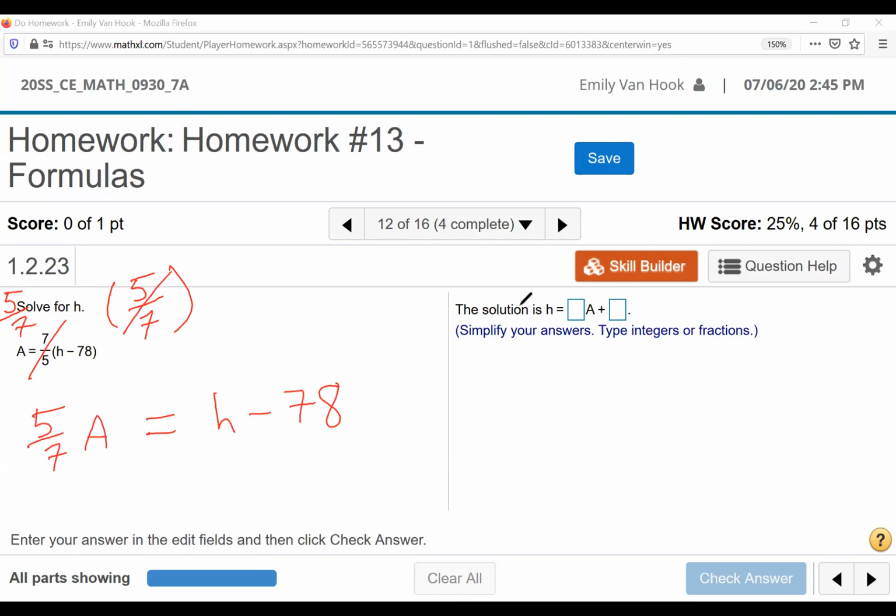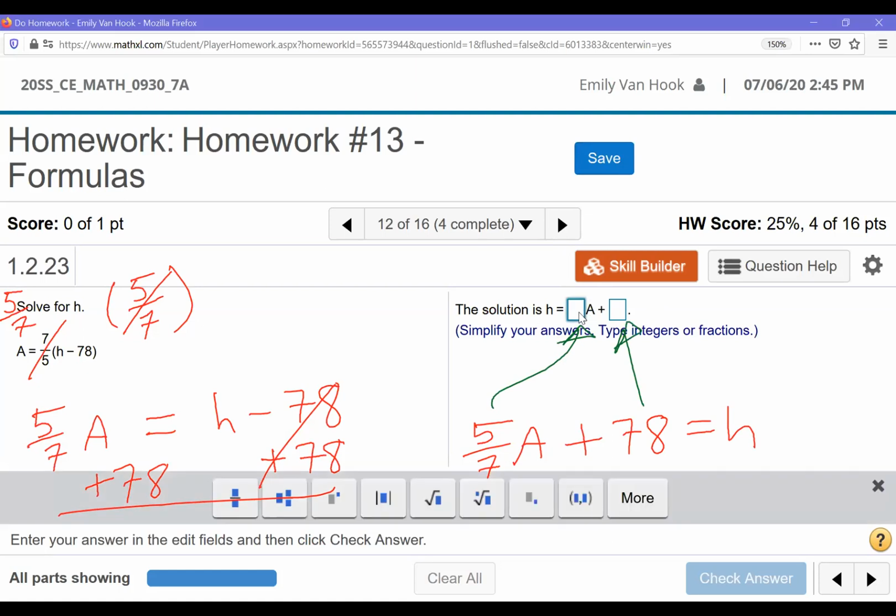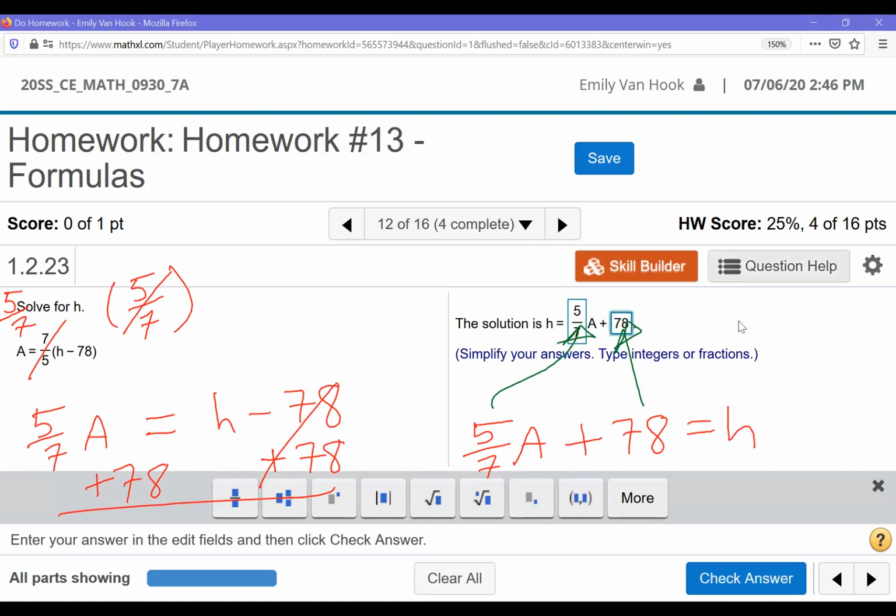Notice our fill in the blank setup for our solution. The solution is H equals blank A plus blank. So it's going to be 5/7 A plus something. And here's what it's going to be. I have to add 78 to both sides. So 5/7 A plus 78 equals H. That now tells me what to type for my answers. H equals, I get to type 5/7 in front of the A and then plus, then I'll type the 78. It's kind of forcing us to put the answer in a certain format, because there are other ways to write the answer, but we'll just leave it at this.